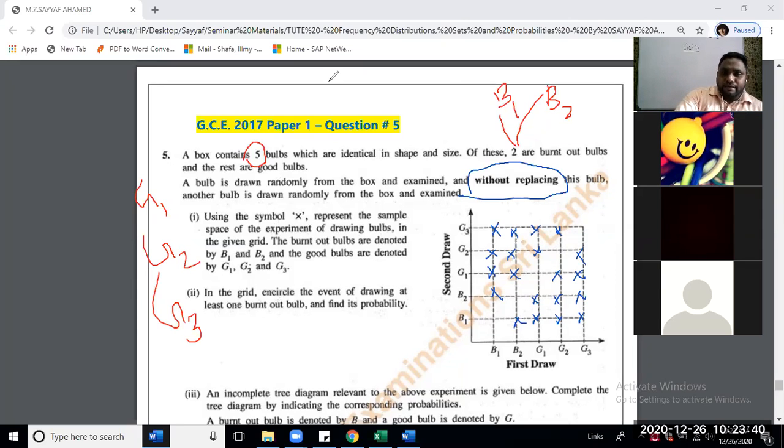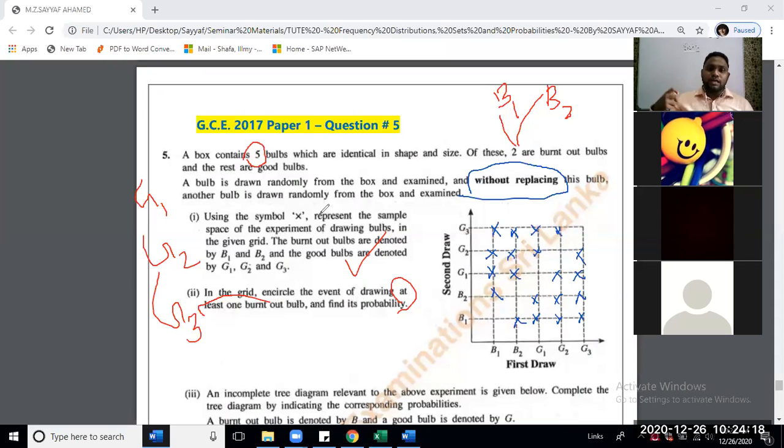Now they say in the grid, this is the encircling part, the Roman number 2. So Roman number 1, we are done. This paper, you are going to do it on the paper itself, because it is paper 1, question number 5. In the grid, encircle the event of drawing at least one burnt out bulb. What is the meaning of at least one burnt out? There can be two burnt out as well. So at least there must be one burnt out.